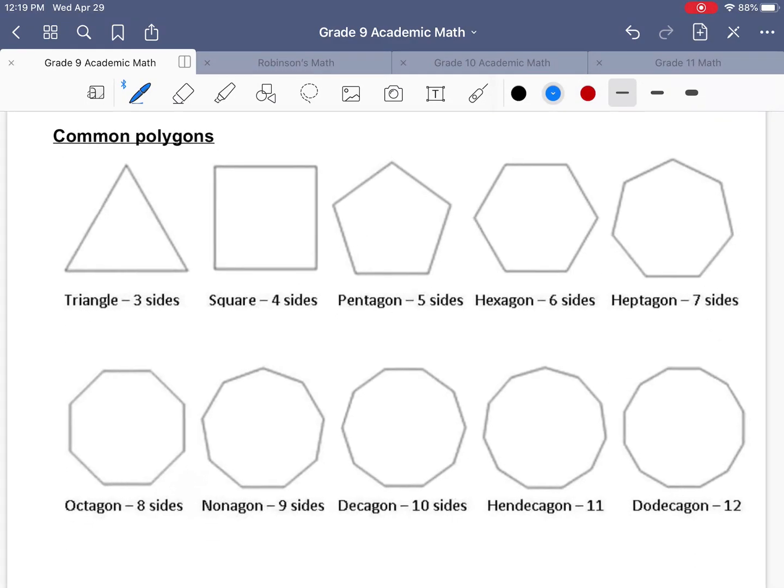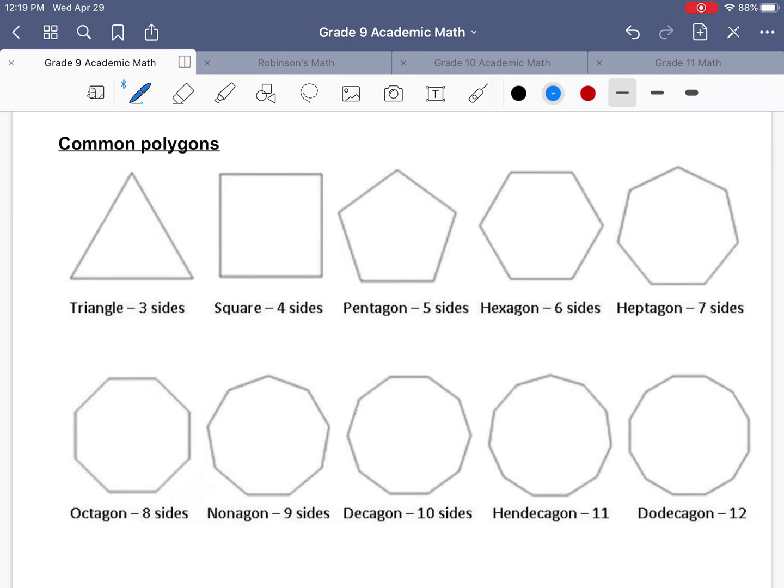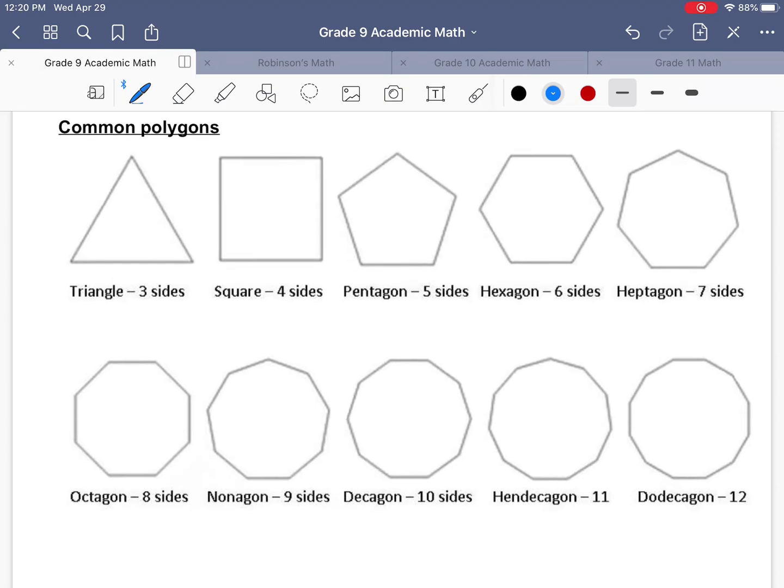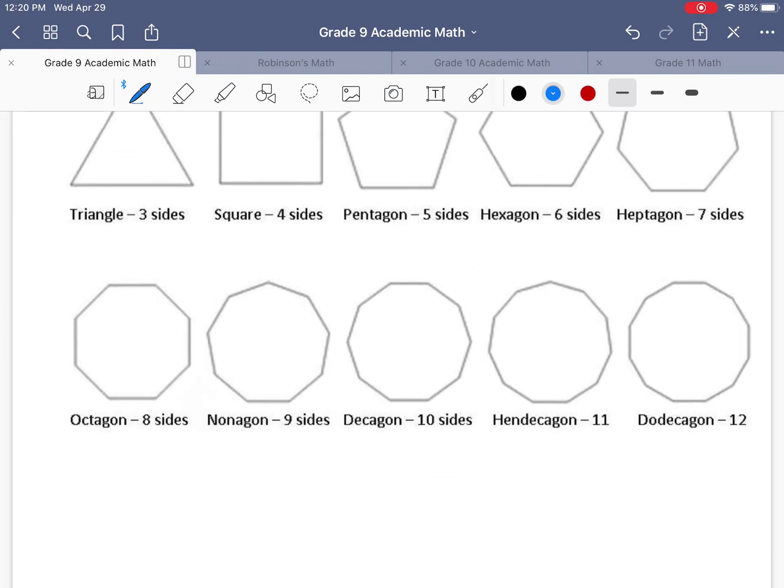So we have some common polygons here. We have triangles that have 3 sides, squares have 4 sides, pentagons have 5 sides, hexagons 6 sides, heptagons 7 sides, octagons 8 sides, nonagons 9 sides, decagons 10 sides, a hendecagon 11 sides, and a dodecagon 12 sides. So you can use this as a reference.